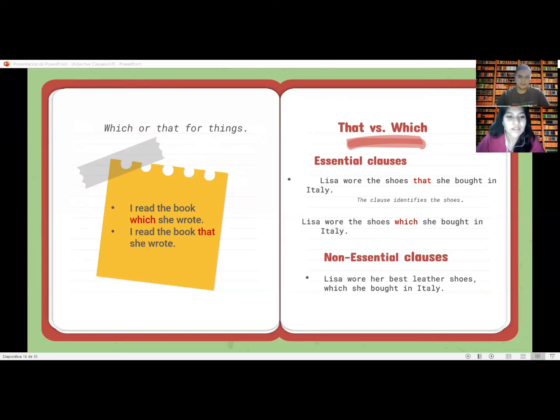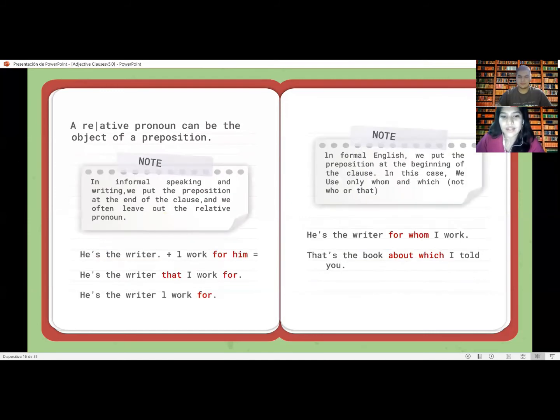A non-essential clause is one that gives secondary, non-essential information about a noun that is already identified. A non-essential clause is separated from its noun with a comma. For example, these are words, her best later show, which she wrote in Italia. What show? Her best later one? The clause doesn't identify the show, so it's not essential.